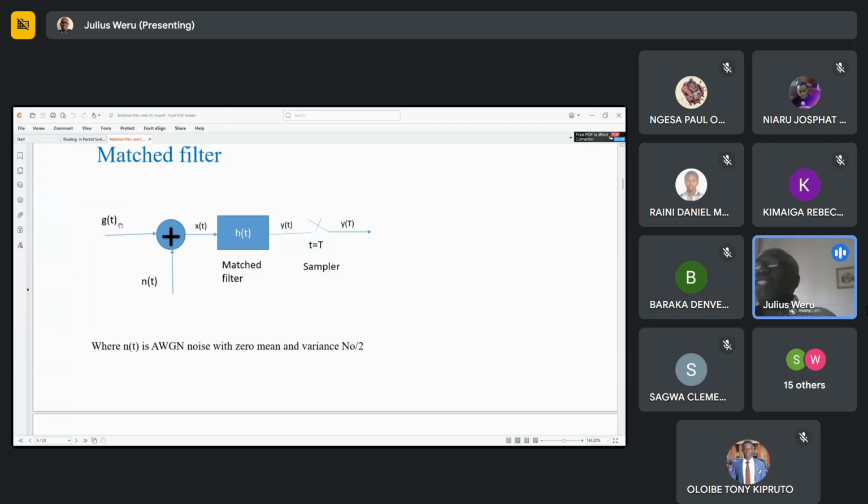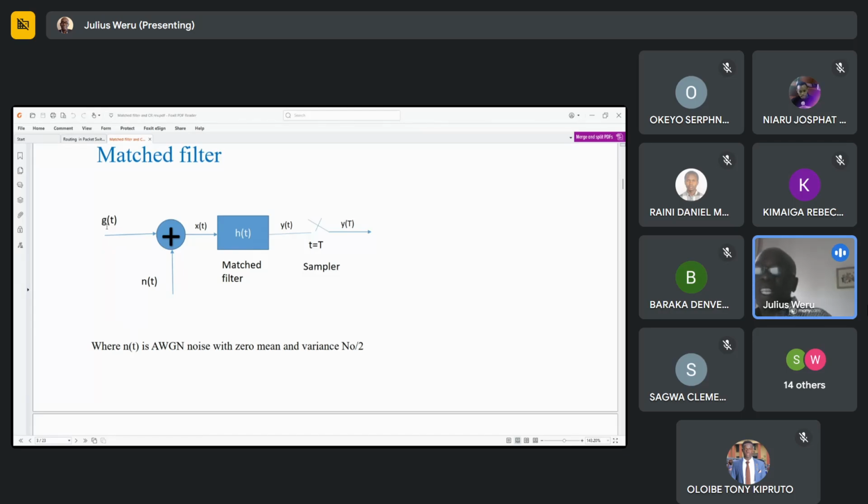So the system looks like this. That is x(t). x(t) goes into the matched filter, and what we want to find out is what should be the value of this filter. We are going to find that to maximize the SNR, it will need to be a time-delayed inverse version of this input signal.